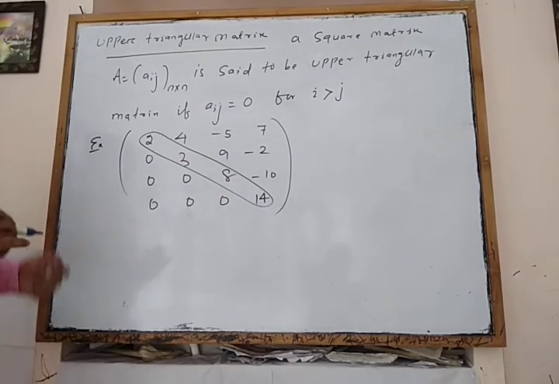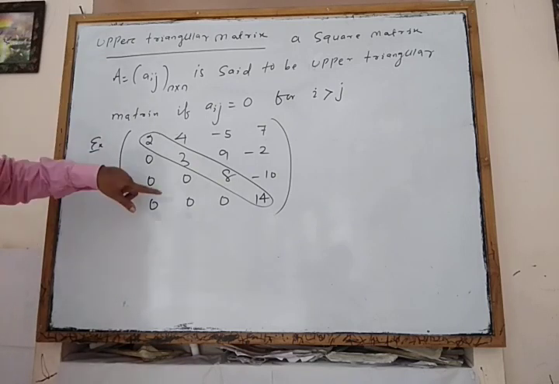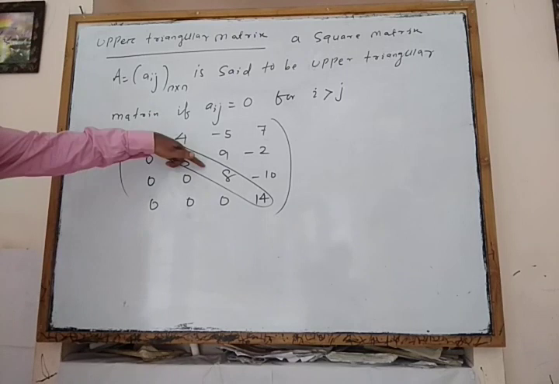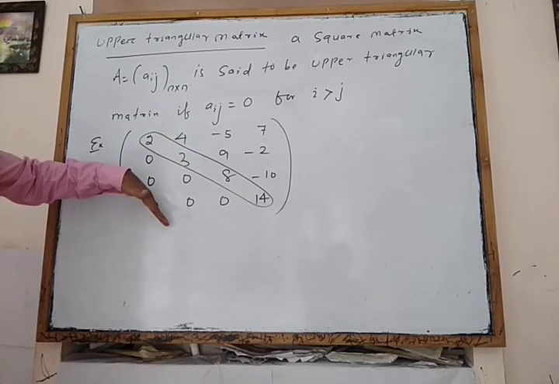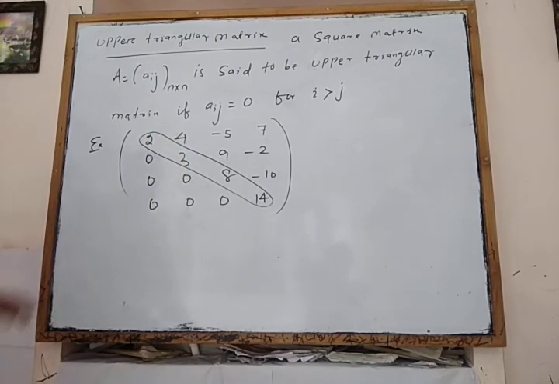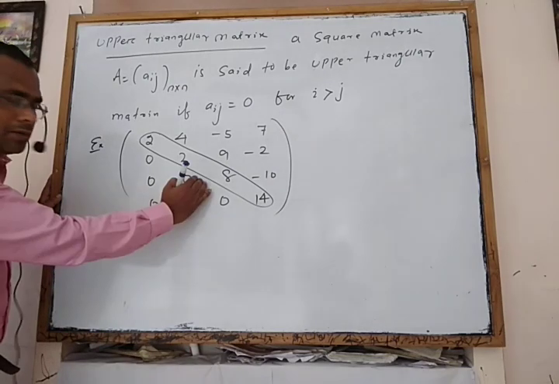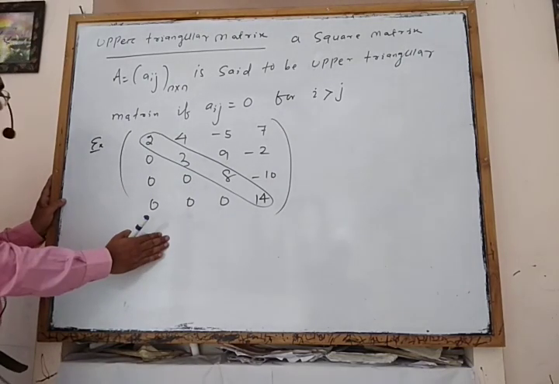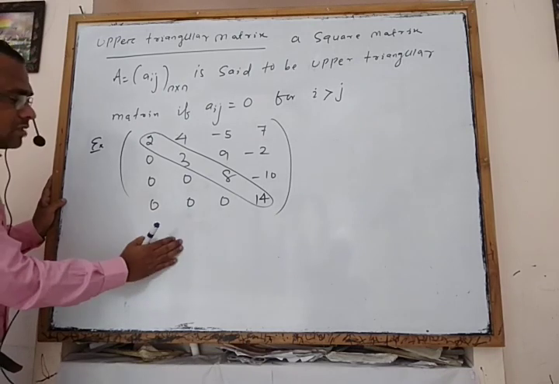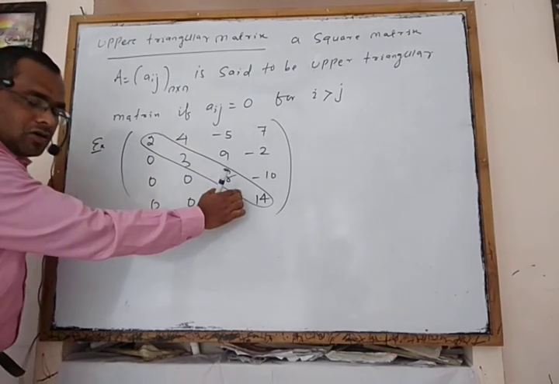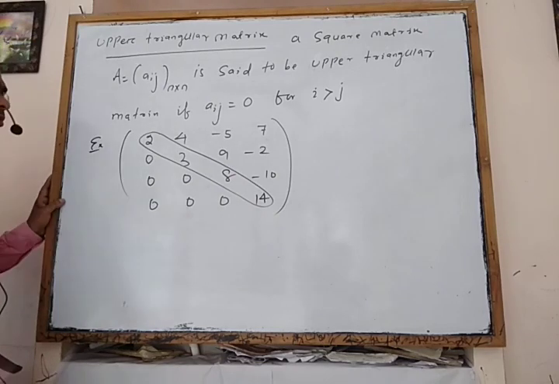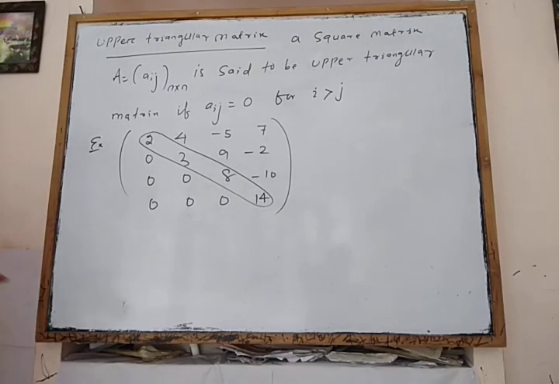Another way we can say it: a square matrix is said to be upper triangular if all the elements below the main diagonal are 0. All the elements below the principal diagonal are 0, then that matrix is called an upper triangular matrix. Upper triangular means the part below the diagonal is 0.